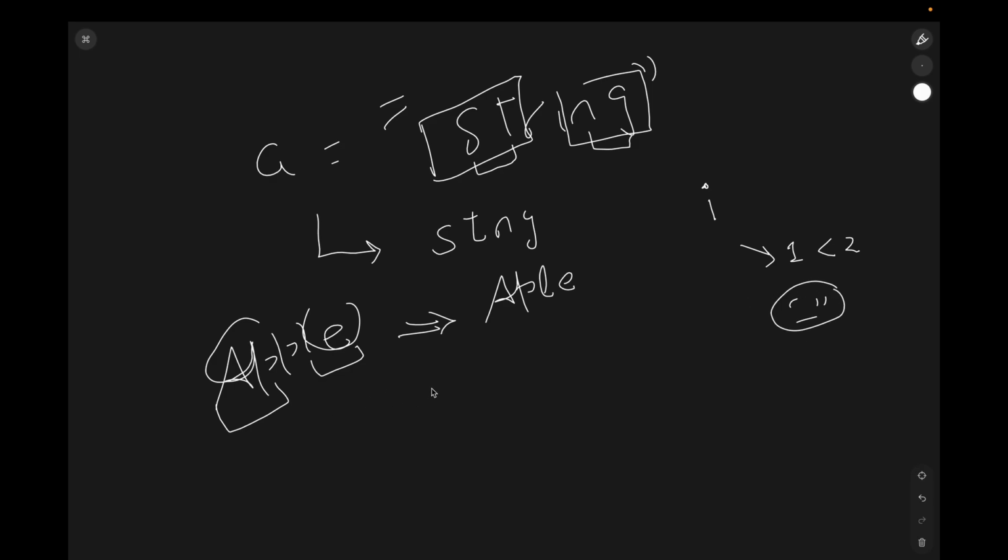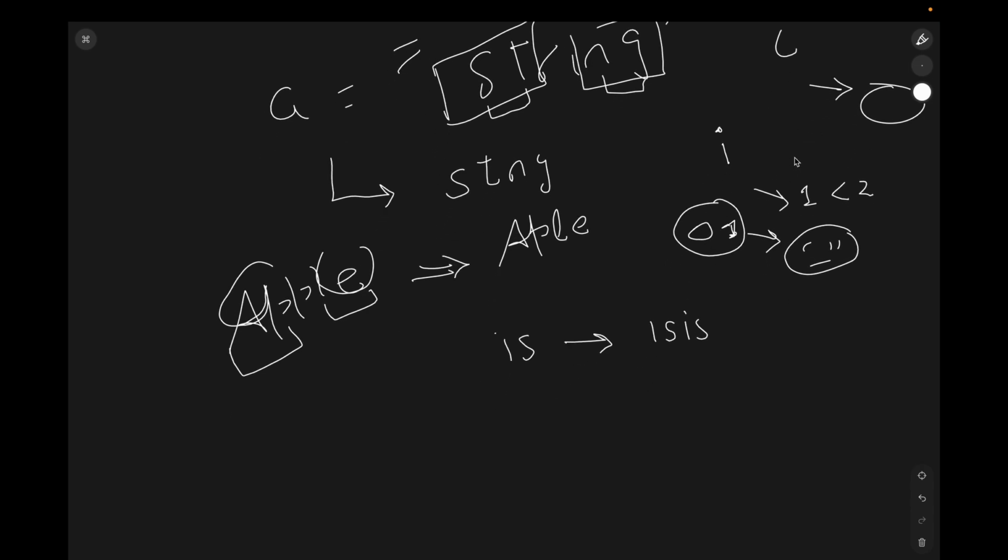That means if the length is 2, the string should become like this. If the length is 0 or 1, then you'll be returning the empty string. That means if you have I, then in the output screen we should not get anything. Got it? So now let's see how we can do it.